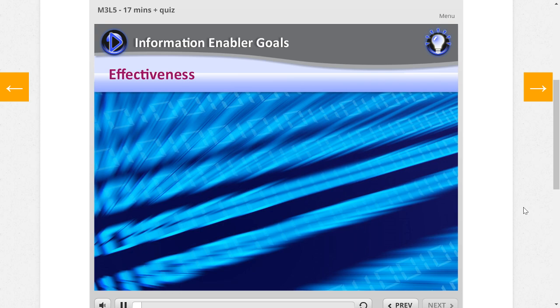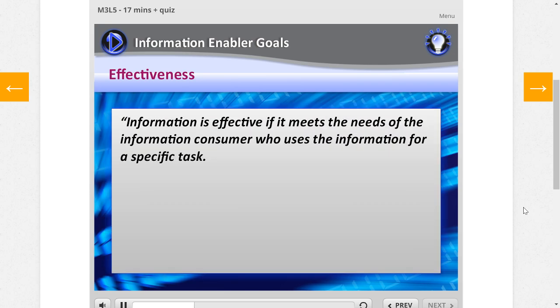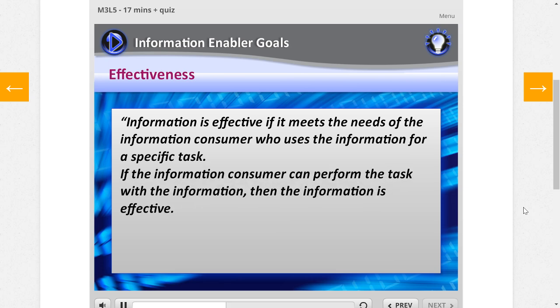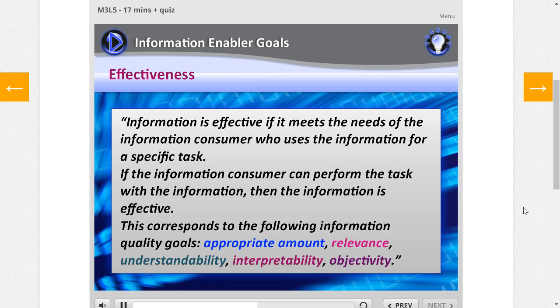Now let's examine how each of the 7 COBIT 4 information criteria maps onto a COBIT 5 enabler goal. The first is effectiveness. This maps to: information is effective if it meets the needs of the information consumer who uses the information for a specific task. If the information consumer can perform the task with the information, then the information is effective. This corresponds to the following information quality goals: appropriate amount, relevance, understandability, interpretability, objectivity.